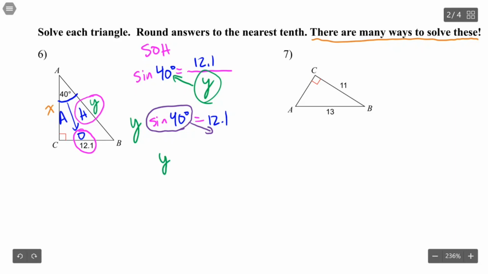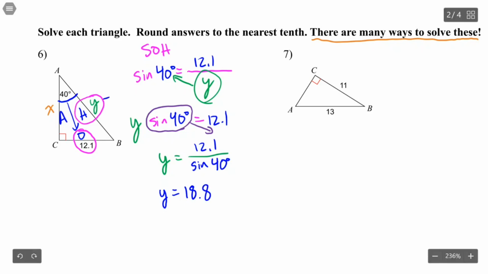So y equals 12.1 over sine 40 degrees. Plug this into the calculator and I should get y equals 18.8.